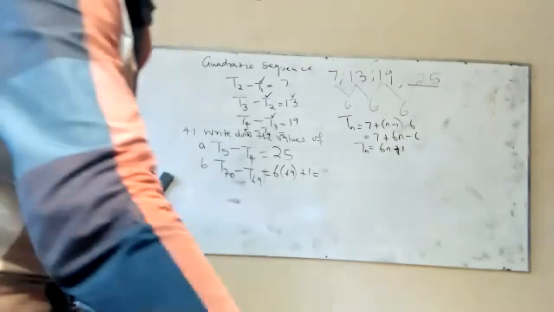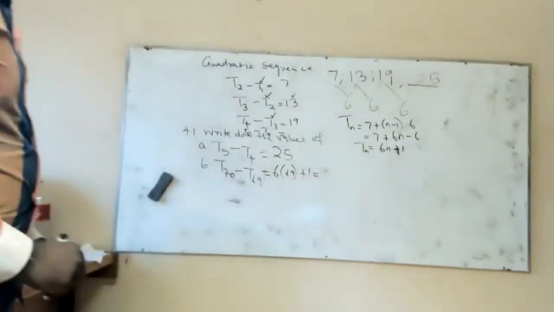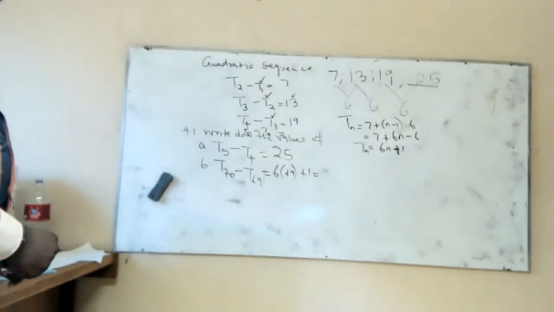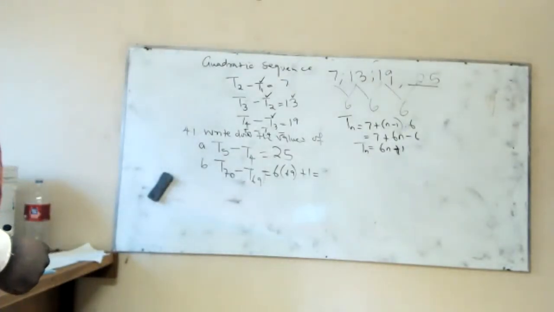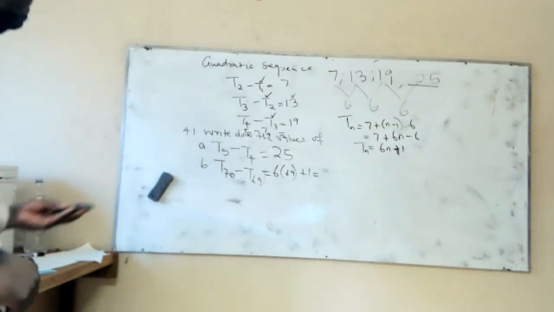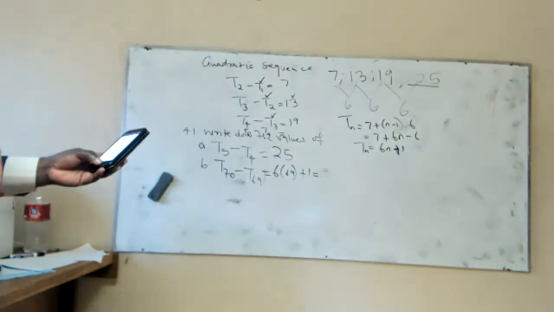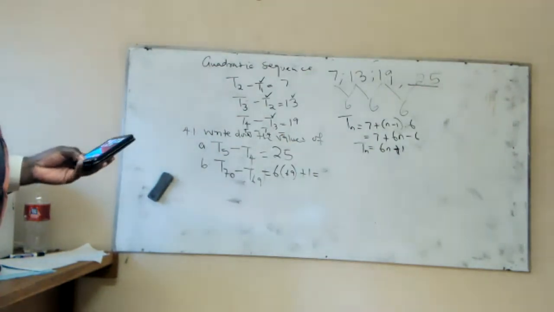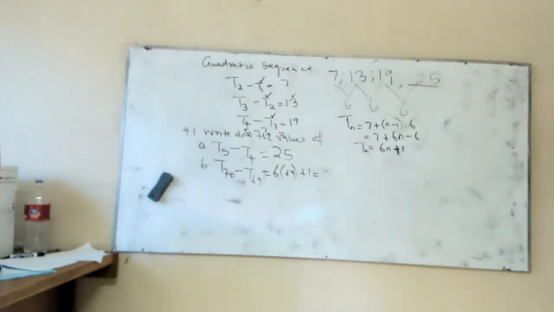You can comment down there. You can comment with an answer on your WhatsApp or also in the Zoom chat. Or you tell me the answer. 6 multiplied by 69 plus 1. It gives you an answer of what?